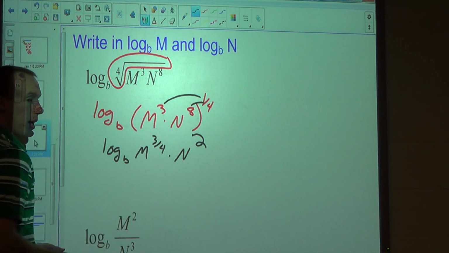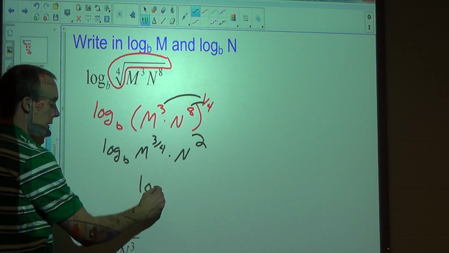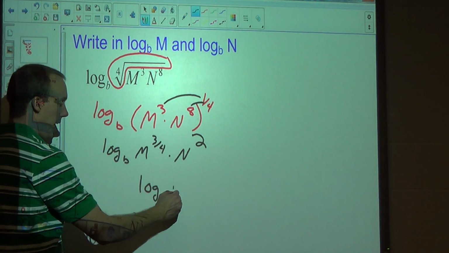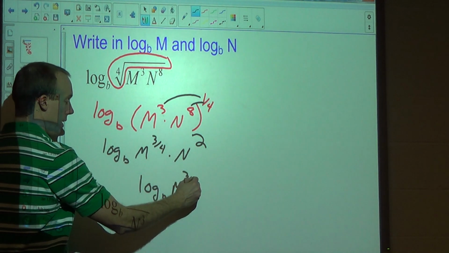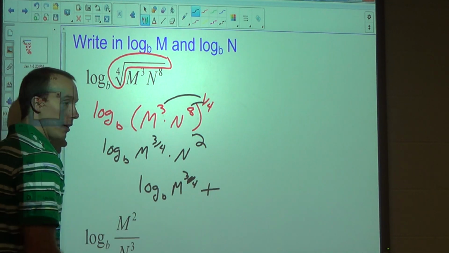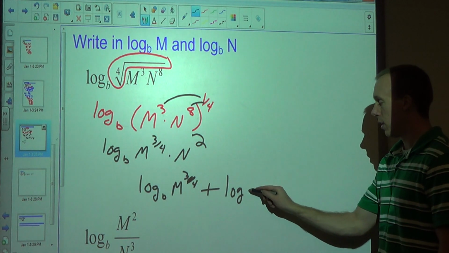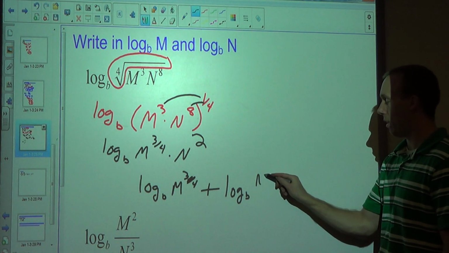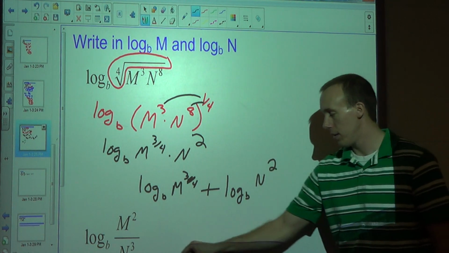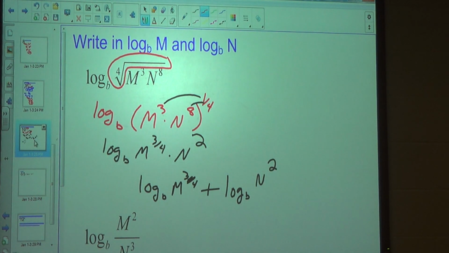What happens when you multiply? When you separate them, it turns into adding. So how would I write it? Log base b of m to the 3/4 plus log base b of n squared. Do we have to have those b's? They're supposed to be there. I'm probably not going to mark it wrong if you don't, but yep. I don't know if they're on the test or not.